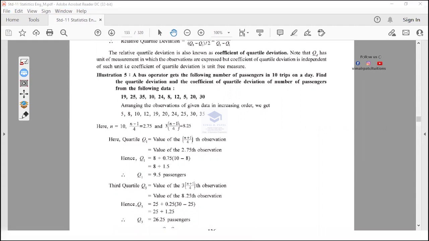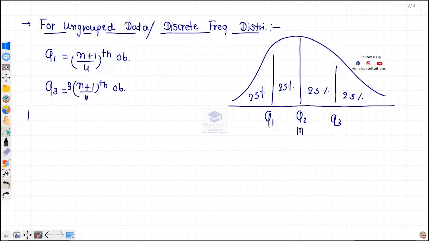Arrange it. It will be 5, 8, 10, 12, 19, 20, 24, 25, 30 and 30.